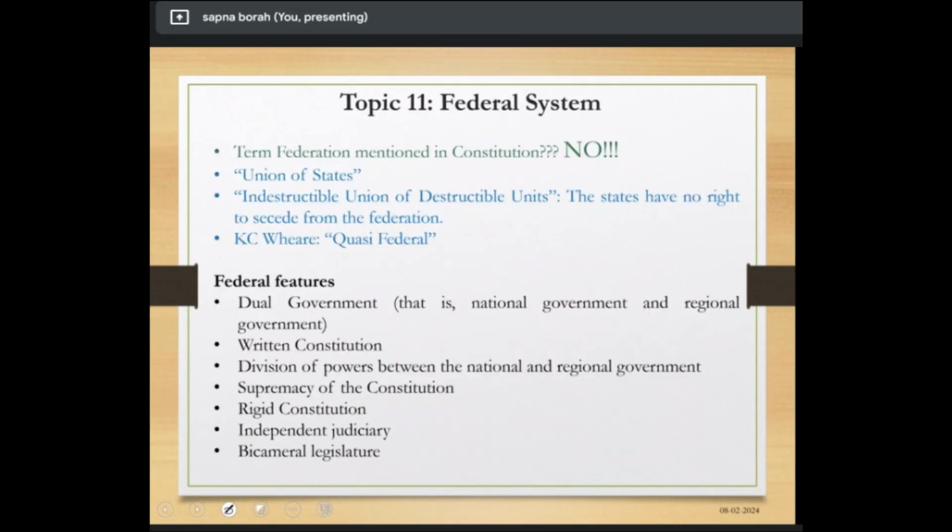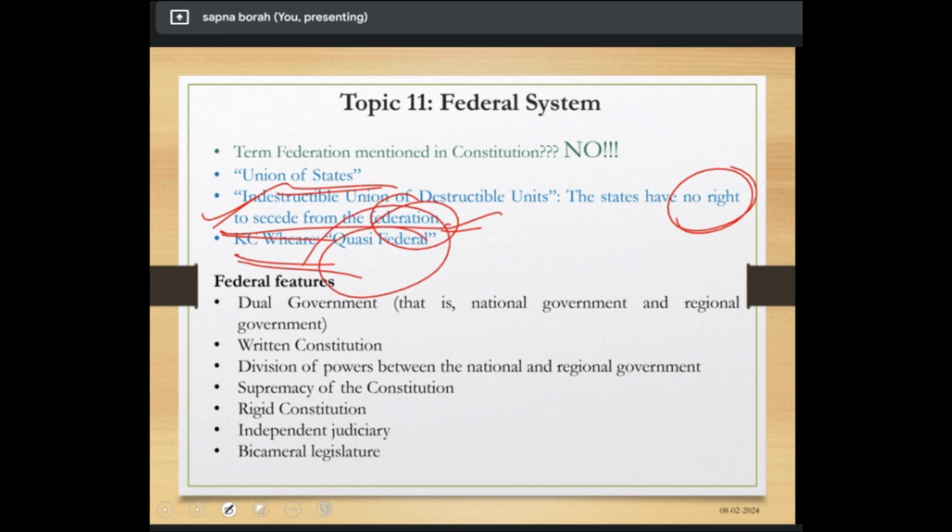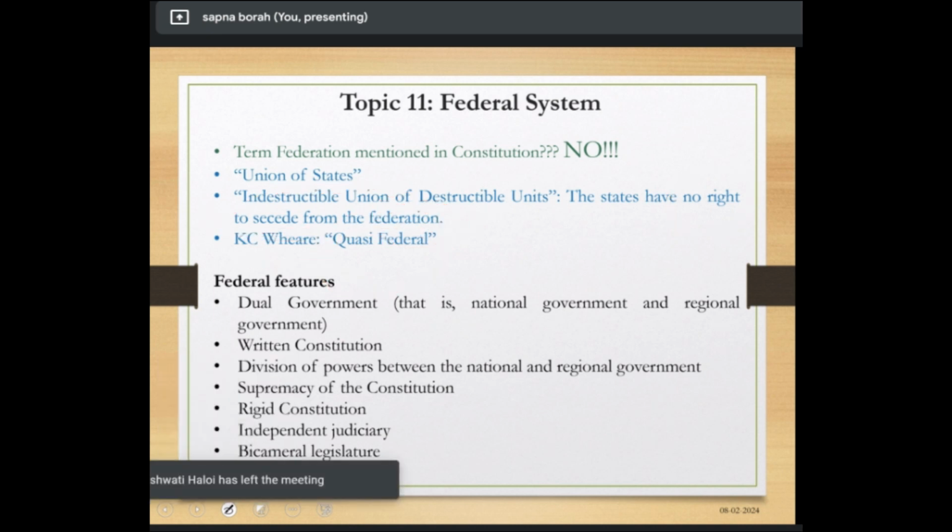I'll go back to this topic, federal. Now you understand we are a union of states. Okay, the next point is we are a union of states, and the states have no right to secede, meaning separate from the federation. Okay, although this word is not truly federal, we are quasi-federal, as was said. These are the key terms. I hope I'm clear here. The main feature of our constitution is that we are quasi-federal, as was said.